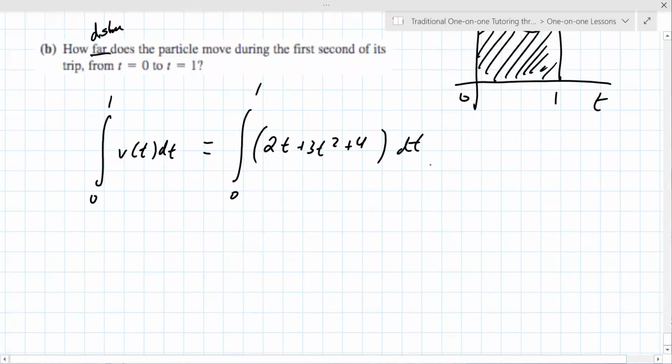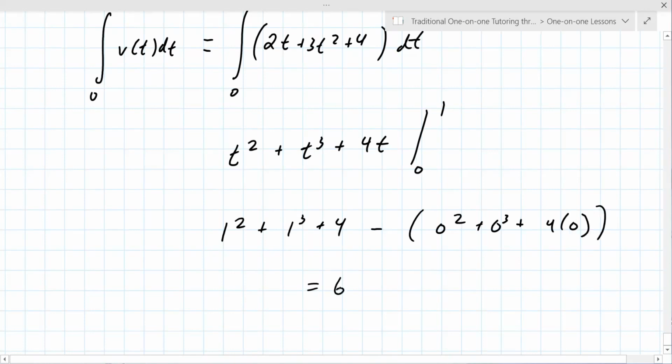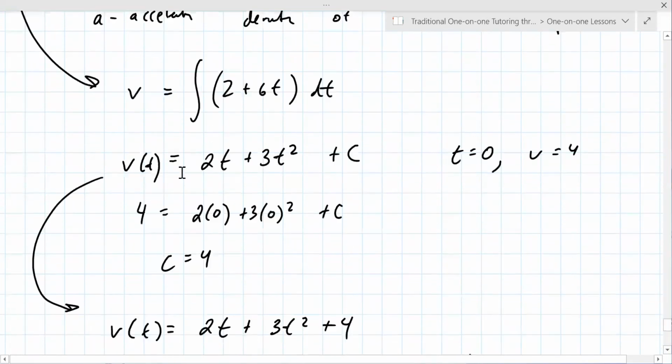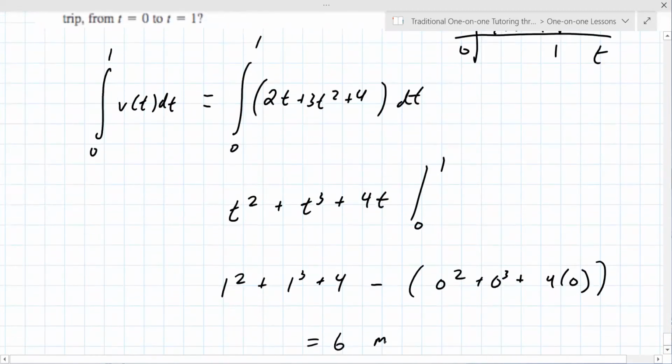You could use your calculator for this if you have it, the Math 9. If you're doing it by hand, you have to find the antiderivative. And you evaluate that from 0 to 1. So it's 1 squared plus 1 cubed plus 4, minus 0 squared plus 0 cubed plus 4 times 0. So that looks like it equals 6. You need units because it's a real physical problem. We have to go back and look. It's meters per second. So it's 6 meters.